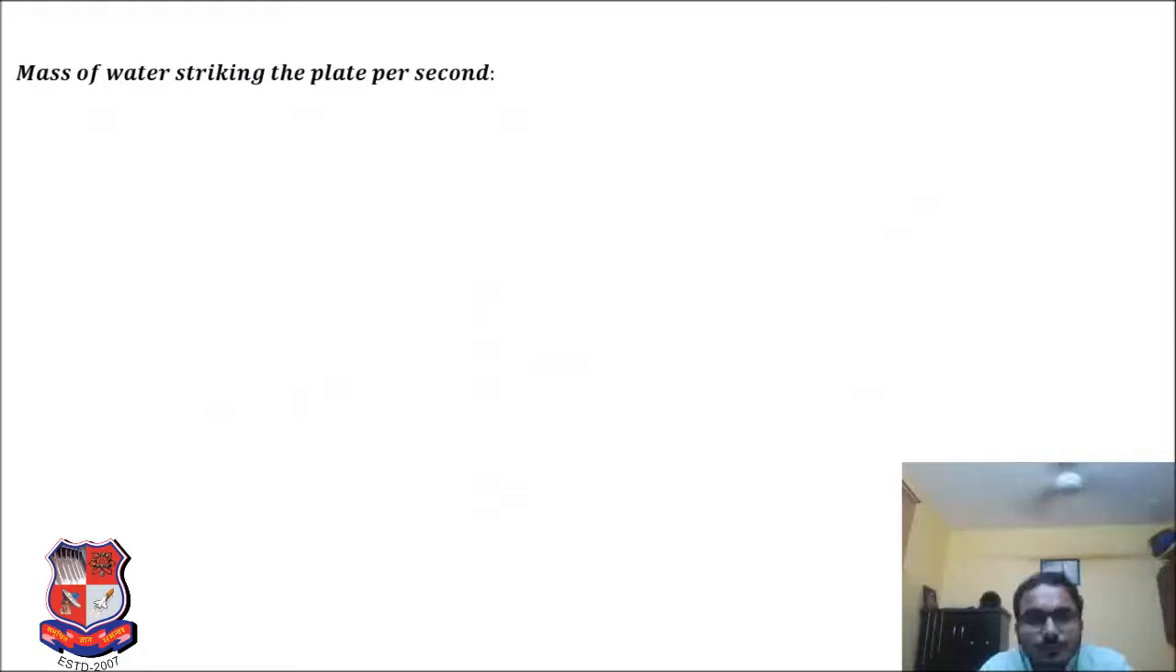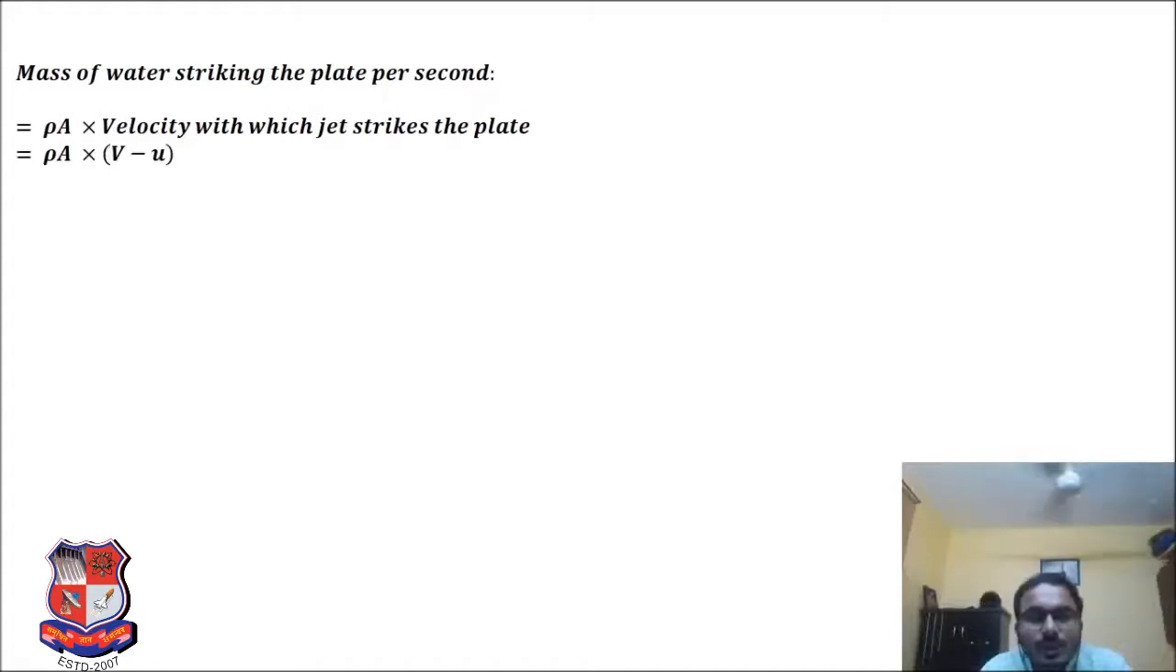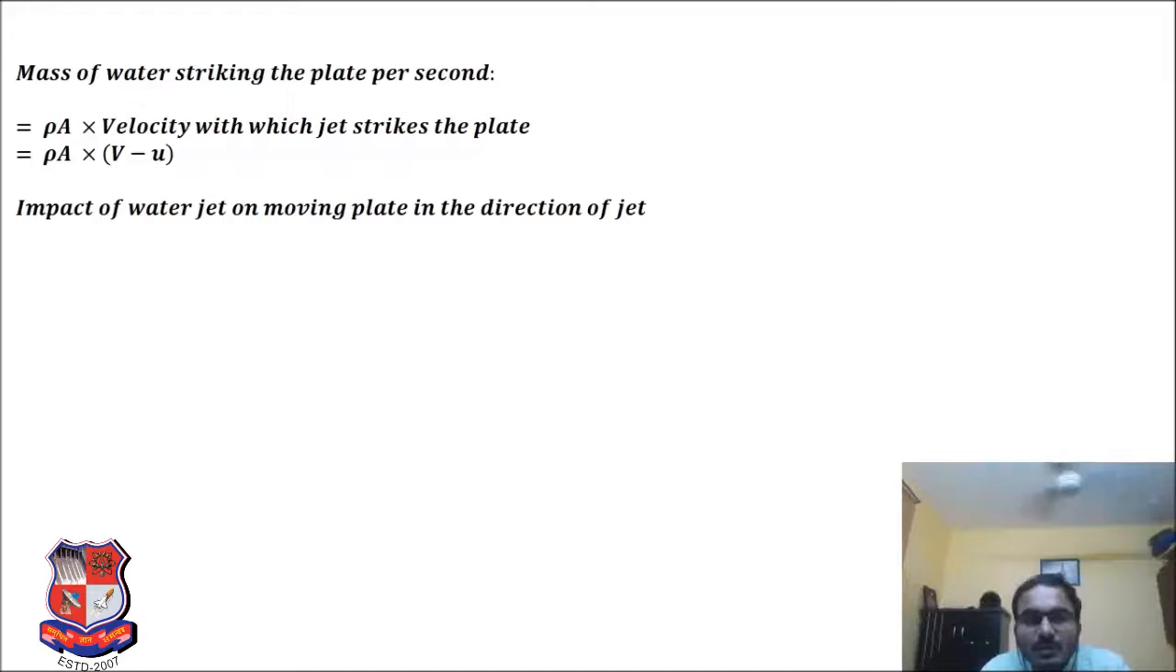Now mass of water striking per second is equal to rho a into the velocity with which the jet strikes the plate. We have already done this formula previously, so it is rho a v minus u. As the plate is also moving with the jet, we need to take the relative velocity. That's why instead of simple v, we are having v minus u, that is the relative velocity.